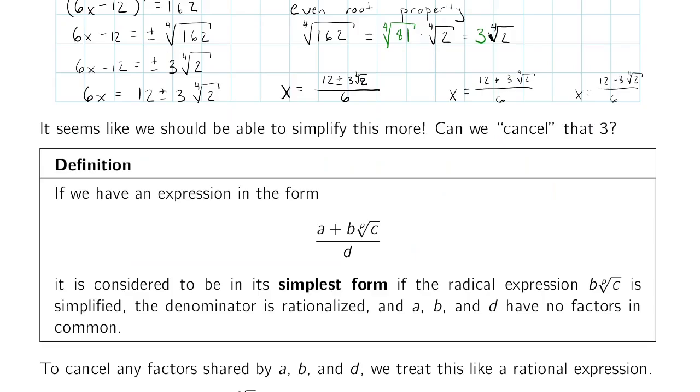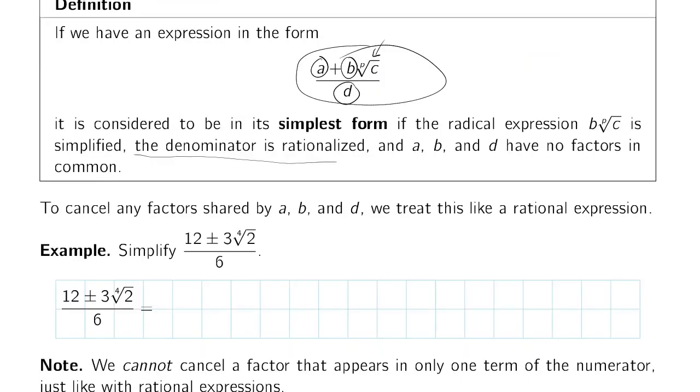If we have an expression in a form that looks like this, so a number plus a number times a root over another number, we say that that's simplified if the denominator is rationalized. There are no radicals in the denominator. The radical expression here is fully simplified, and the numbers that are outside of roots, so the numbers we actually have, have no factors common to all three of them. If we have factors common to all three of our numbers, we simplify like we would a rational expression.